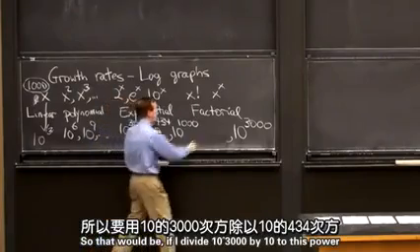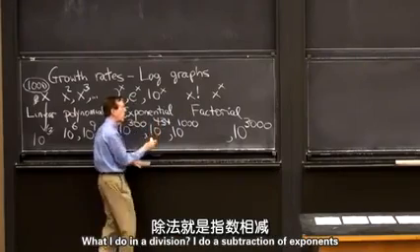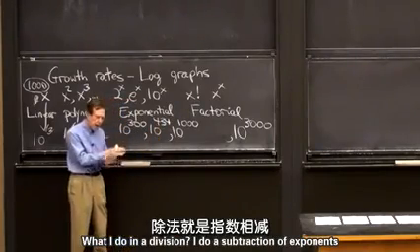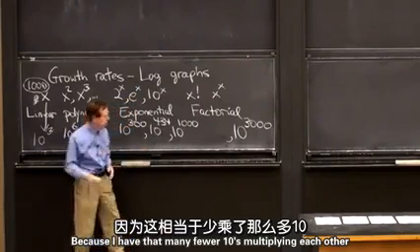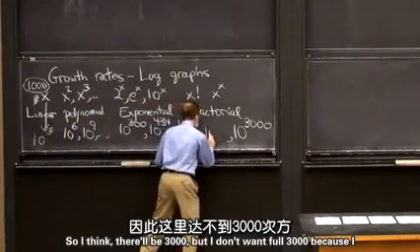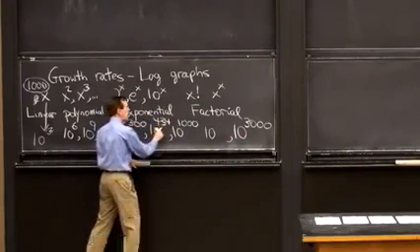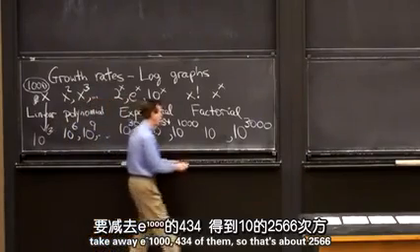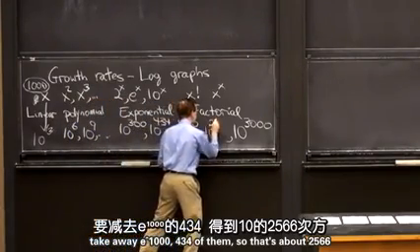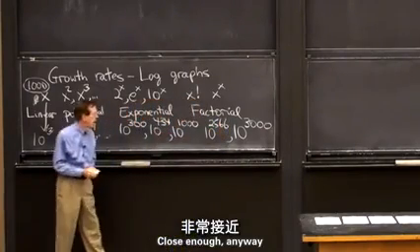So that would be, if I divide 10 to the 3,000th by 10 to this power, what do I do in a division? I do a subtraction of exponents because I have that many fewer 10s multiplying each other. So I think it'd be 3,000, but I don't want the full 3,000 because I take away e to the 1,000th, 434 of them, so that's about 2,566 is close enough. Anyway.